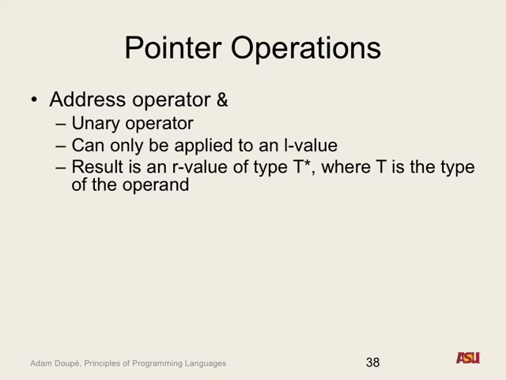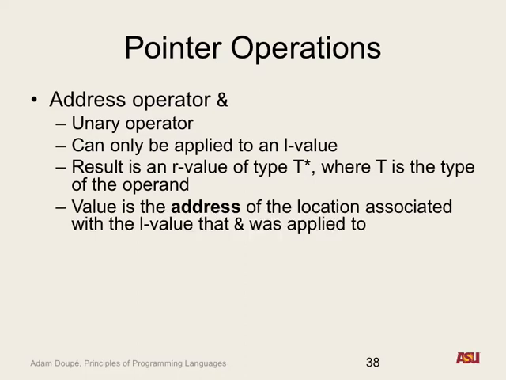So what is this value supposed to be? We can go a little bit closer to the metal, like in C. An address. So the value it returns is the address of the location associated with the L value that the address-of operator was applied to.